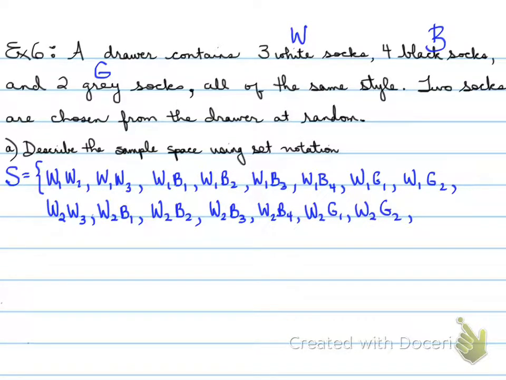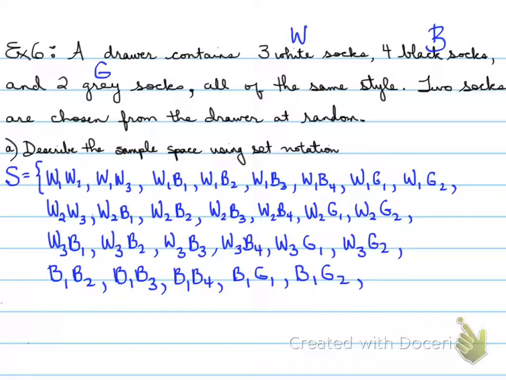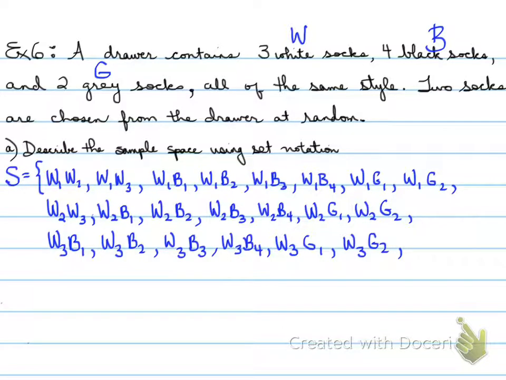Next, we want to deal with white 3. We've done all the other whites with white 3. Now we're going to continue. White 3, black 1, white 3, black 2, white 3, black 3, white 3, black 4, white 3, G1, white 3, G2, and so on. So that's a lot. So we're just going to step back for a second, and we dealt with all the white 3s with all the other socks.